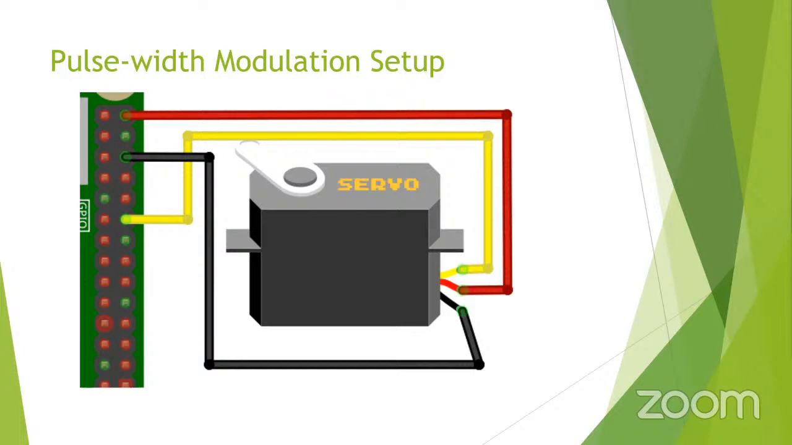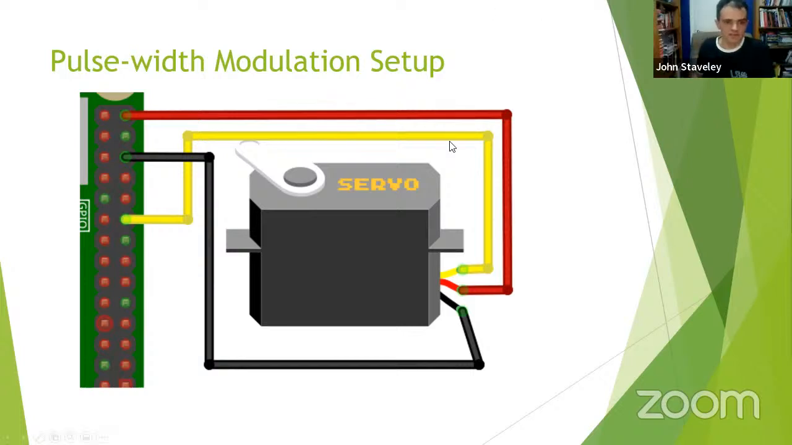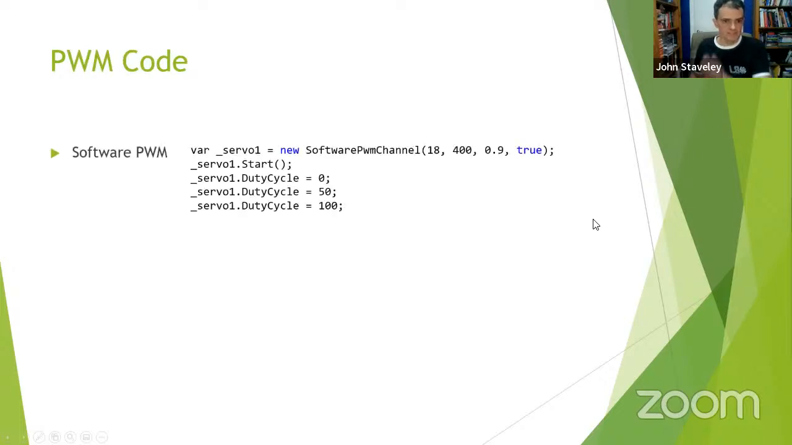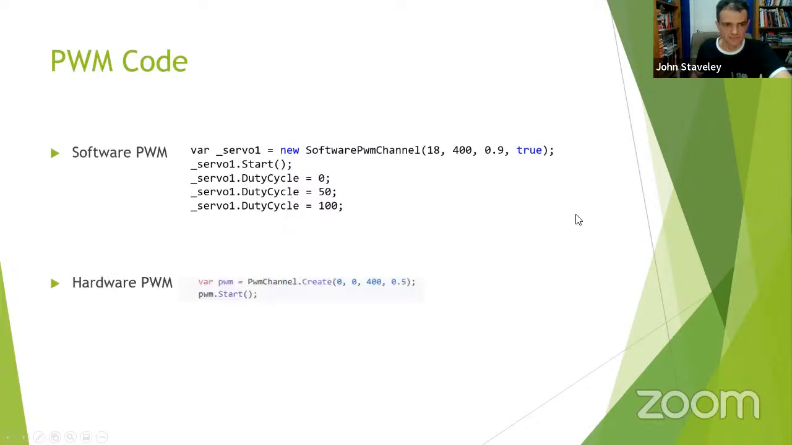Cool, and that's how you configure a servo. You just give it a positive and a negative, and one of the PWM pins to control the pulse going out. It's really simple to set up. You just declare a software PWM channel on pin 18 with a frequency of 400 and an initial duty of 90%. And then you just set it to start, and you can change the duty cycle between 0 and 100.